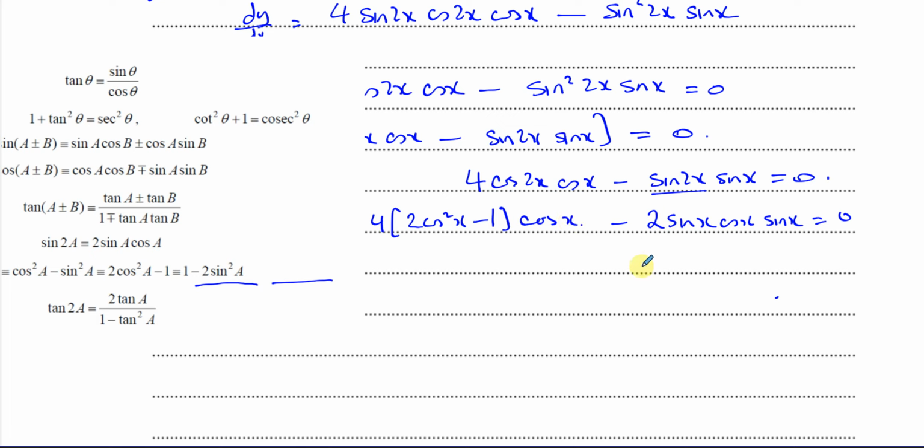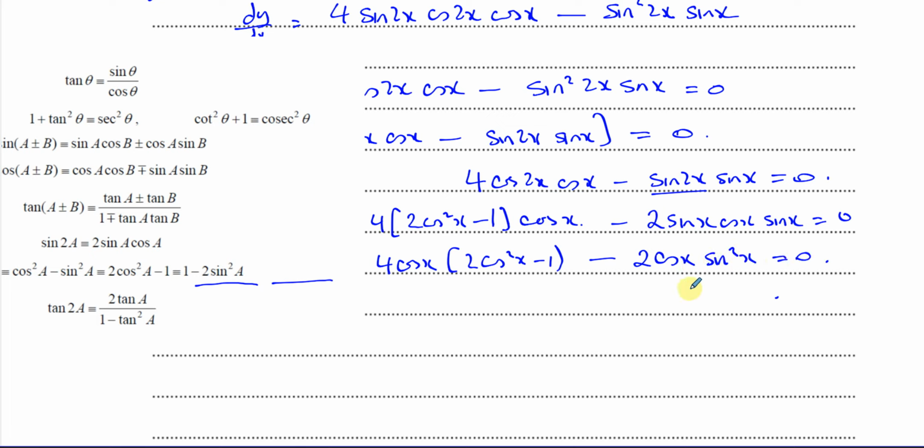Okay, so that might help us there. Now if we think about that, let's expand this. This will be like 4 times cosine x times 2 cosine squared x minus 1. And here we can write this as 2, because sine x times sine x is 2 sine squared x times cosine x. In fact, I'll write it the other way around and you'll see why in a minute. Doesn't really matter, but 2 times cosine x times sine squared x equals 0.